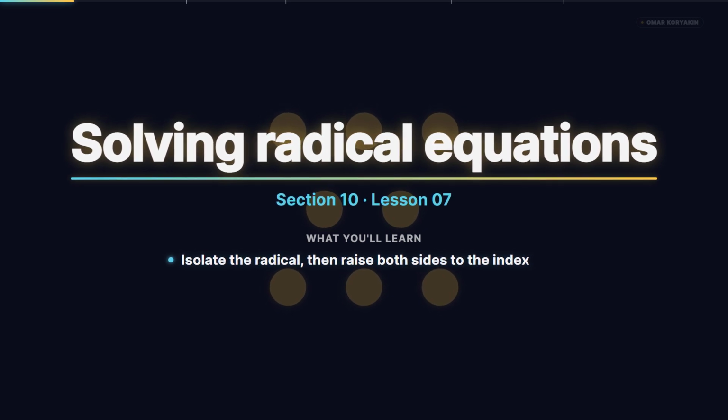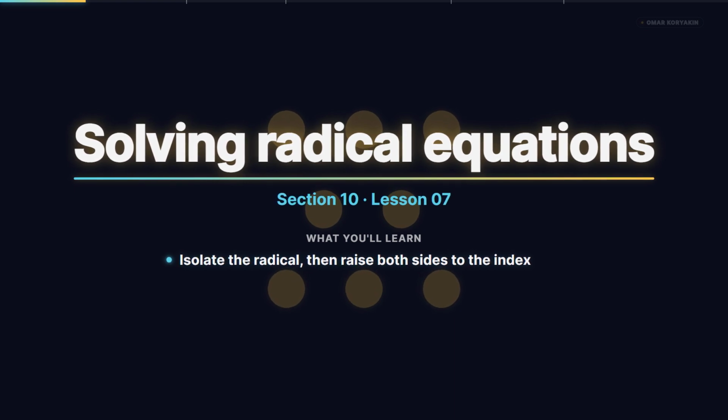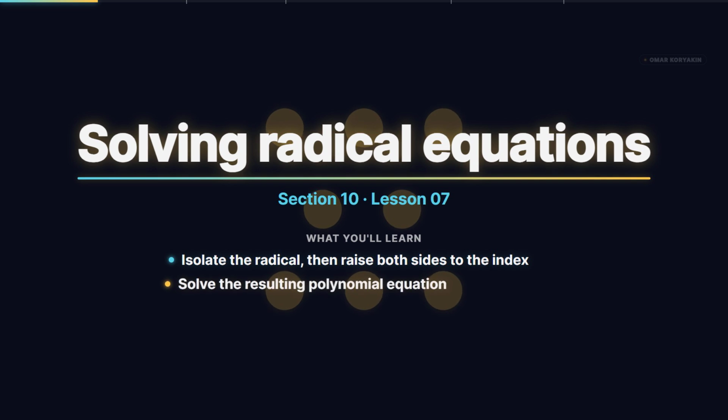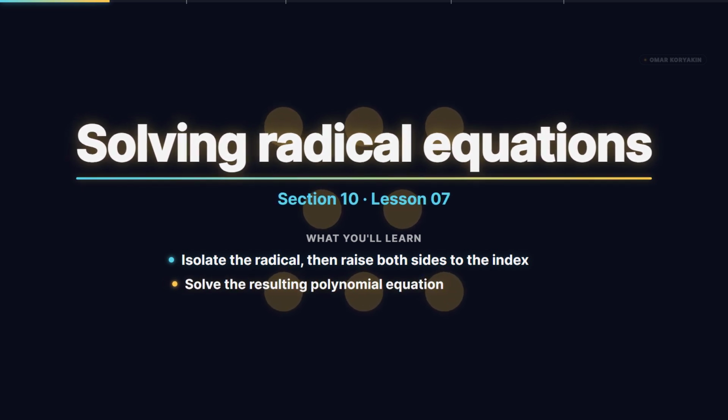Isolate the radical on one side, raise both sides to the radical's index. Solve the resulting polynomial equation. Check every candidate in the original equation, reject any that does not satisfy it. The check step exists because squaring is not reversible.